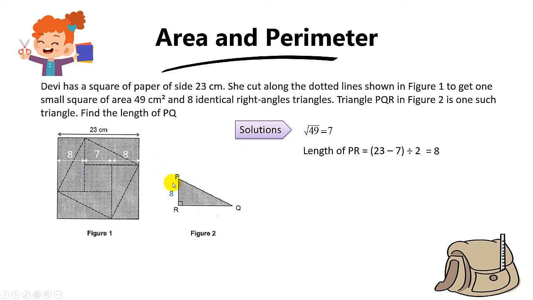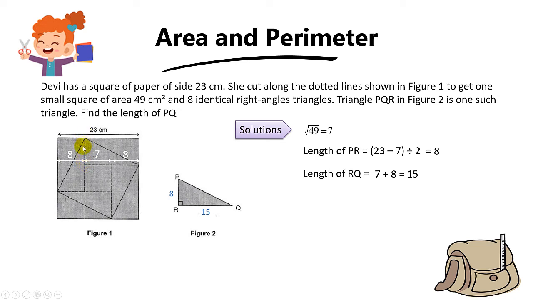We can now find the area of this triangle. Make sense? Because we know what RQ is. RQ will be equal to 7 plus 8, which is 15 cm. Can you see? This is 15 cm and this is 8 cm.